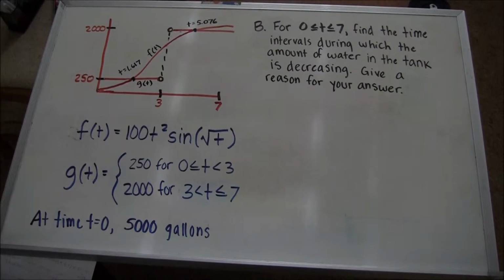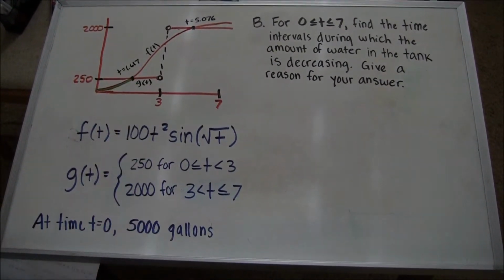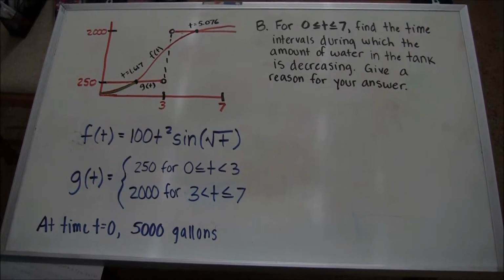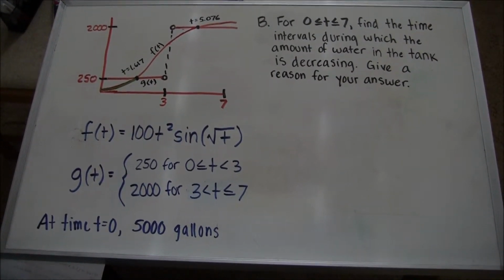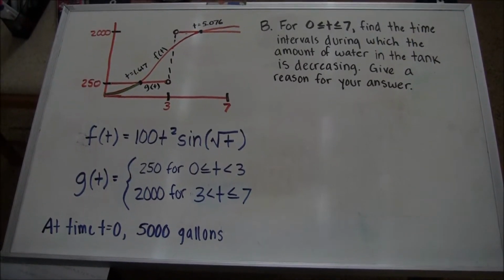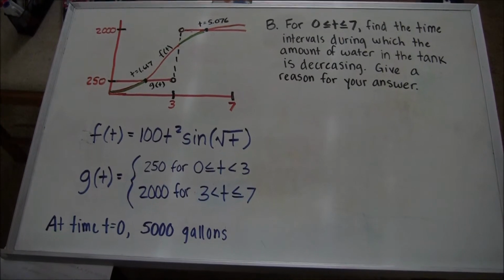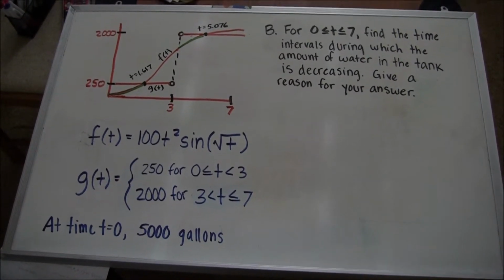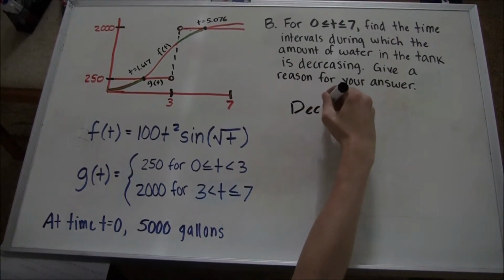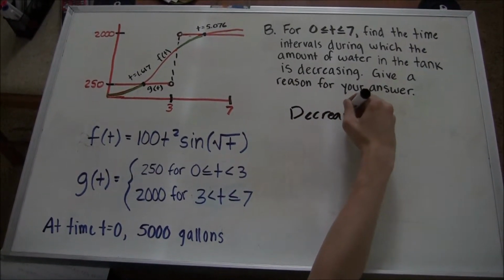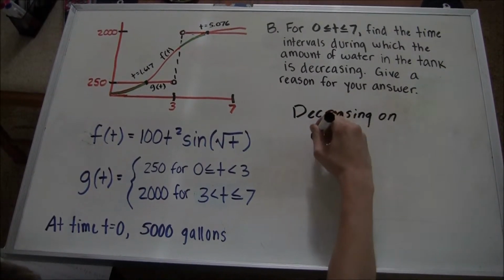From 0 to 1.617, the graph of f, which displays the rate at which water enters the tank, is below the graph of g, which is the rate at which water is leaving the tank. This is also the case for 3 to 5.076. Since the rate of water leaving the tank, represented by g, is greater than the rate entering the tank, represented by f, the total amount of water in the tank will be decreasing on these intervals.